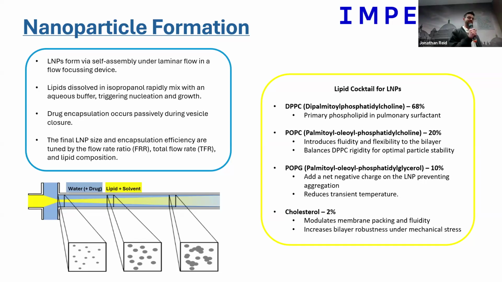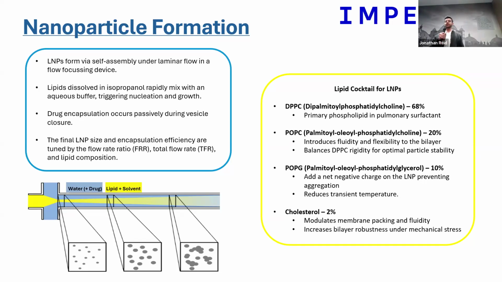Particle size and encapsulation efficiencies are mostly down to how your flow rate ratio and your total flow rate settings are. And lipid composition, of course, has a massive impact on your lipid nanoparticle size at the end. Just to quickly touch up on the lipid nanoparticles, the lipids that we are using.